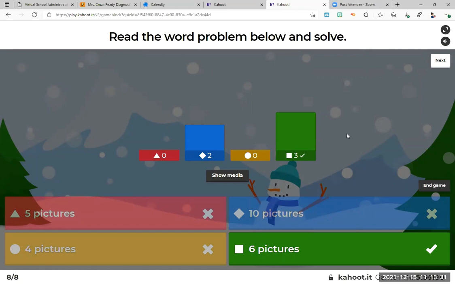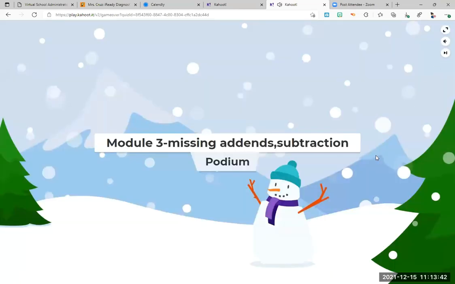All right, guys. Why isn't blue going to help? Because you added. Don't add. You had to find the missing part. You could subtract to find the missing part, right? 8 take away.